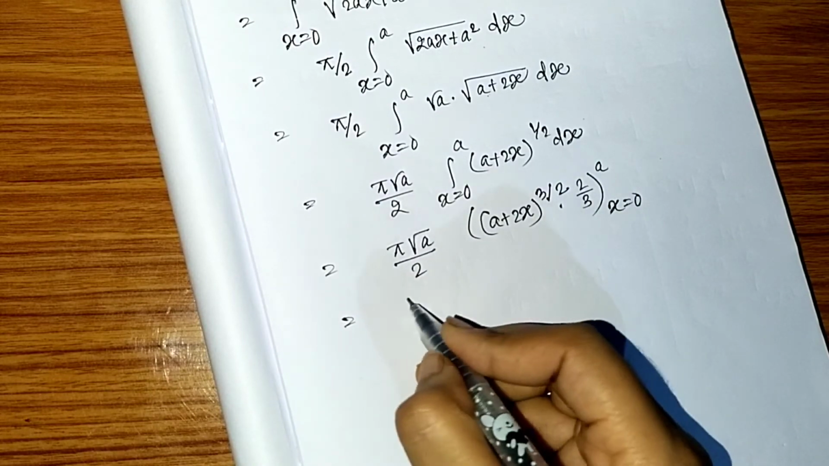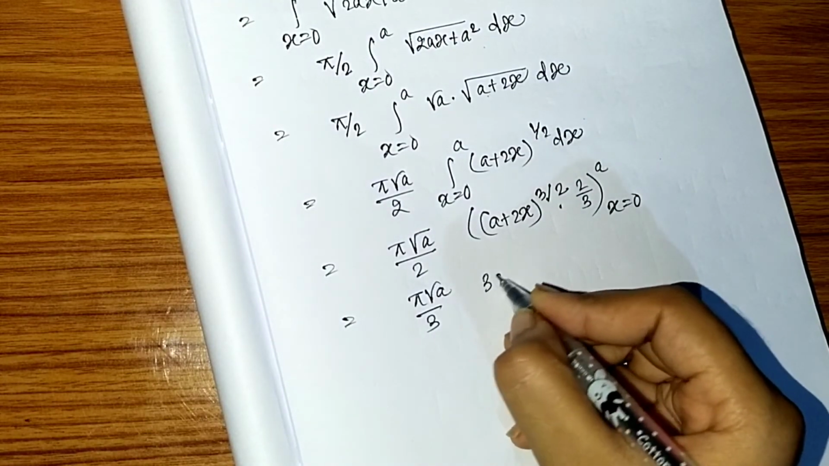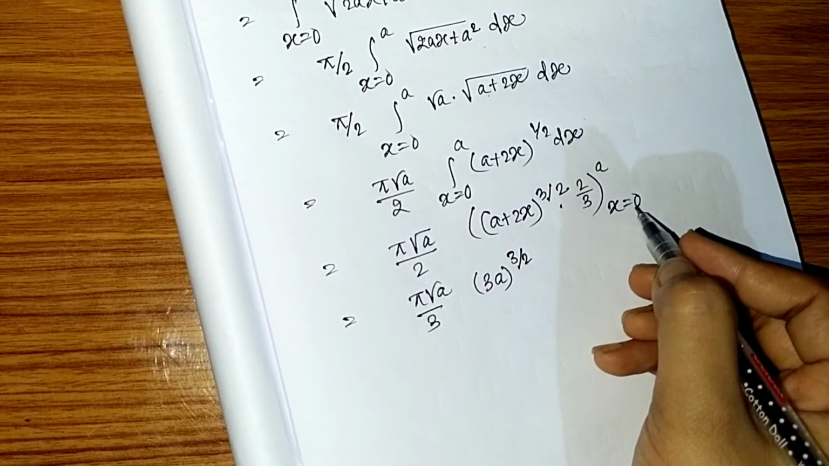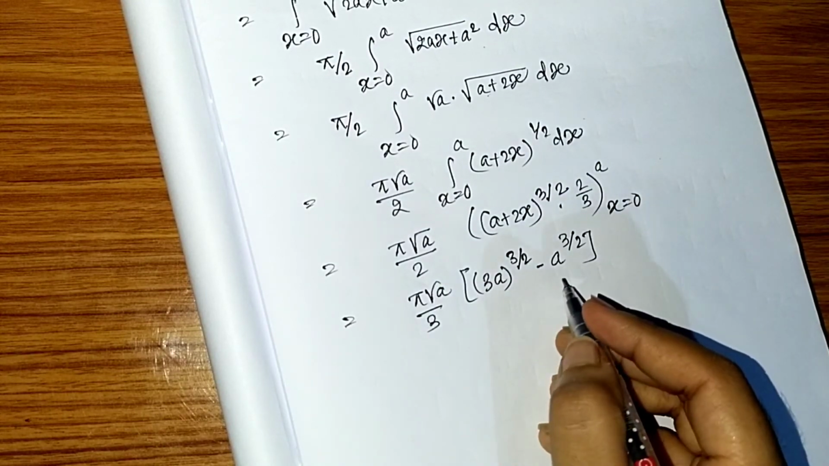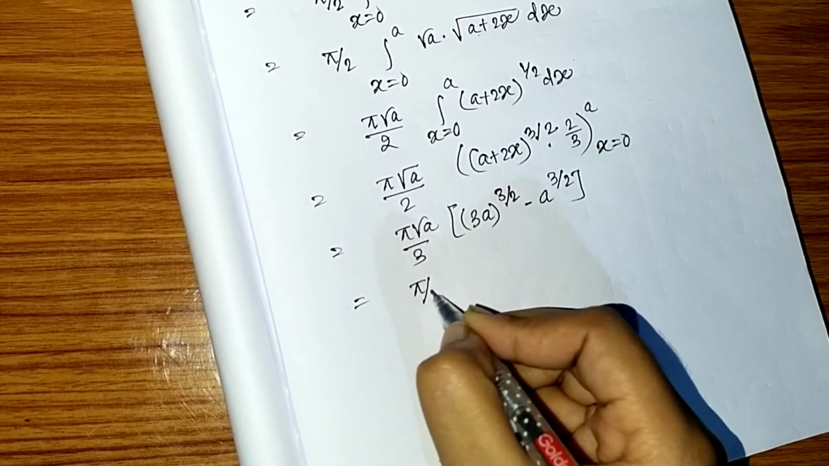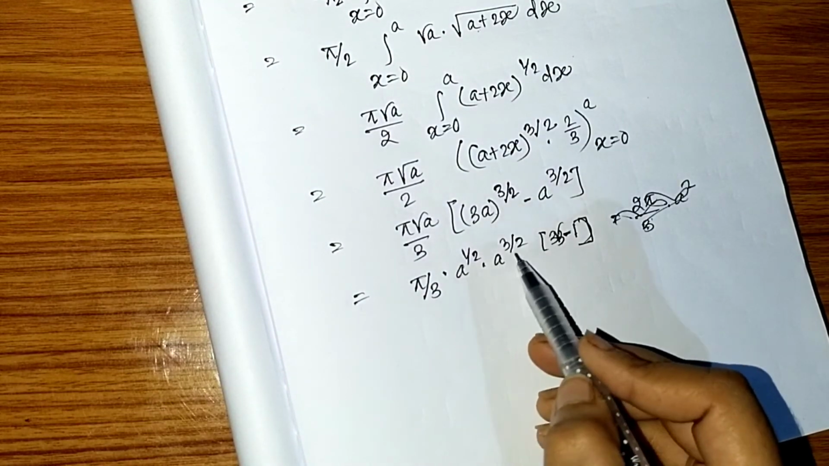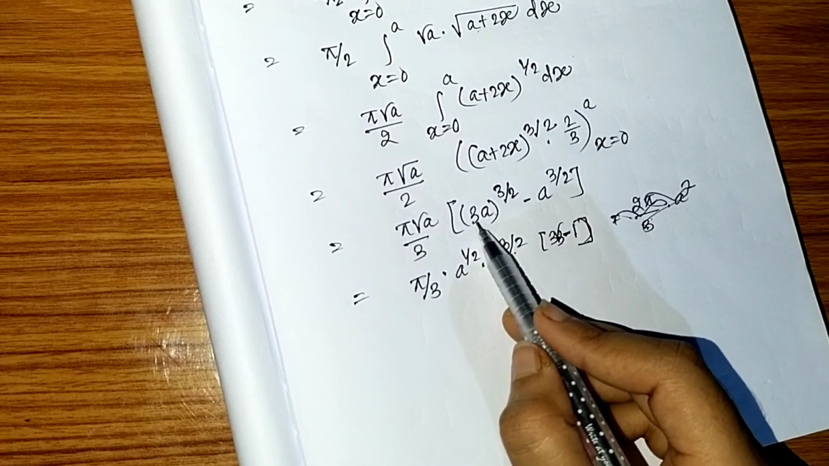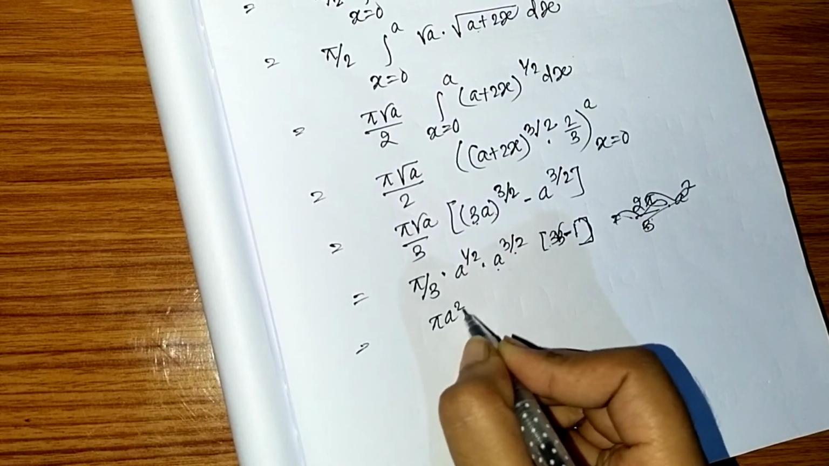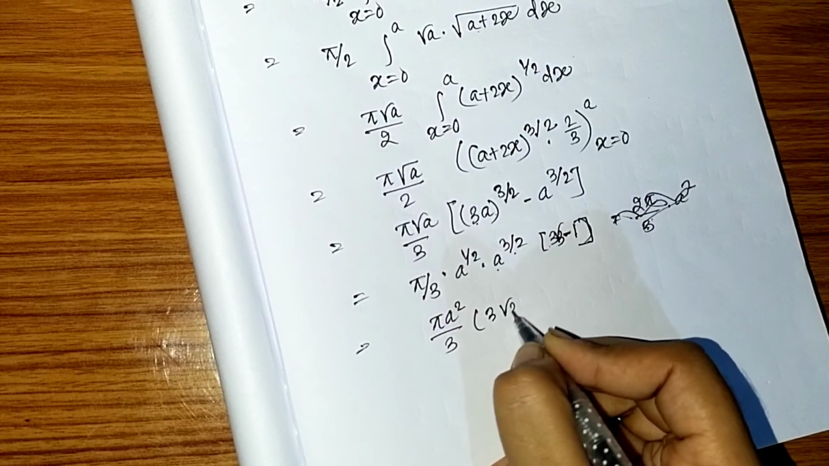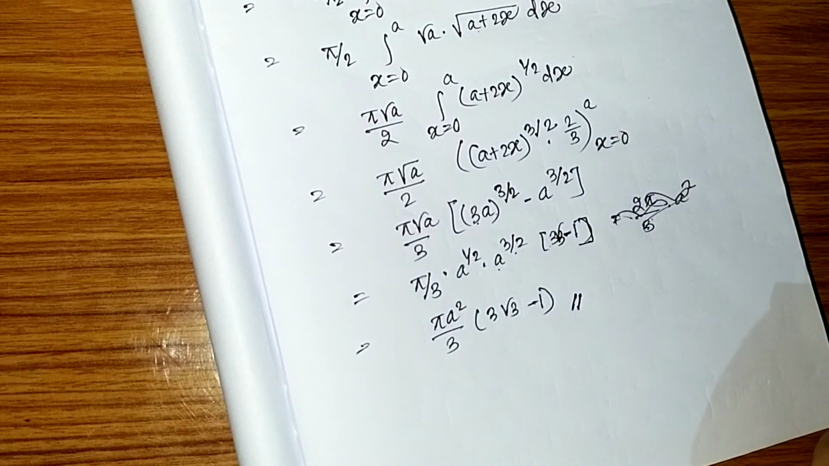Here 2 by 3 goes outside, that is pi root a divided by 3. First we put the upper limit, and we get 3a to the power 3 by 2; when we put 0, that is a to the power 3 by 2. Then we take a to the power 3 by 2 common: pi by 3 into a to the power half into a to the power 3 by 2. And 3 to the power 3 by 2 is 3 root 3, so we get 3 root 3 minus 1. So that is pi a square divided by 3 into 3 root 3 minus 1.